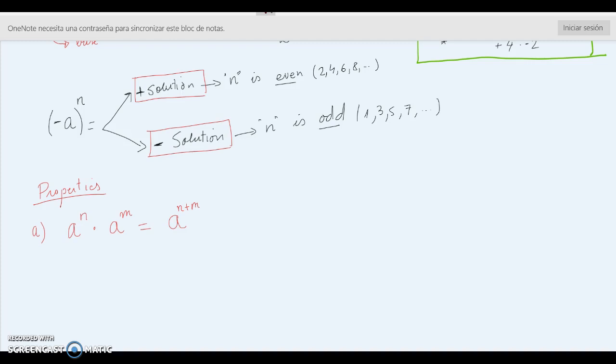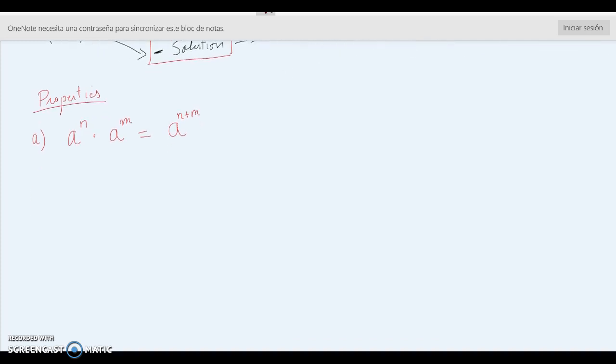For example, let me see an example. 2 to the power of 2 times 2 to the power of 3. This is the same as 2 to the power of 2 plus 3, 2 to the power of 5. Let's see if this is correct. Okay. 2 to the power of 2 is 2 times 2, this is 4, times 2 to the power of 3 is 8. So this is equal to 32.